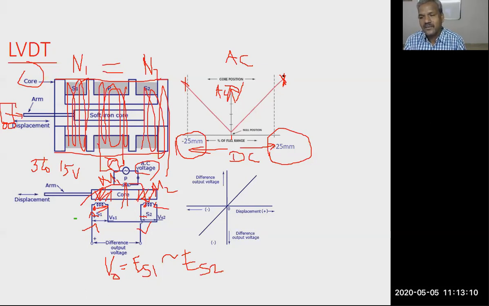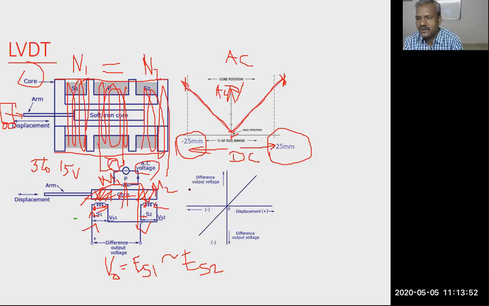In AC, assume the core is at the right extreme, so it has the maximum value. When the core moves towards this direction, the magnitude reduces, and finally it comes to a minimum value, not zero. I will tell the reason. Then if you move the core towards the left extreme, again the induced EMF increases to the maximum. So there will always be an error when the core is exactly at the middle.